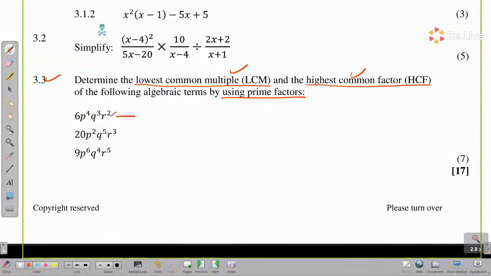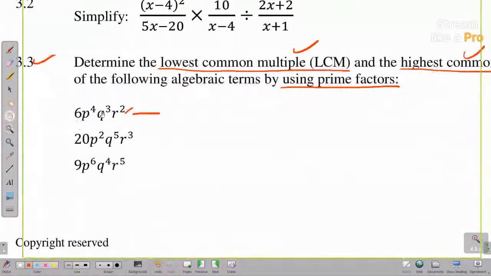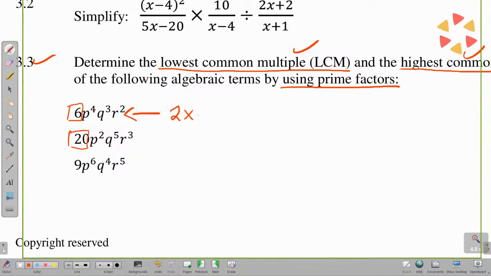The first part is this one. If I have this to say 6 p4 q3 r squared, 20 p squared q5 r cubed, and 9 p6 q4 r to the power 5, I need to express them as prime factors. The first one that you need to do is look at the numbers. The numbers are key. Don't worry with the letters, but it's the numbers. 6, you need to express 6 as a prime factor. So how to express 6 is easy. 6 is simple: 2 times 3.